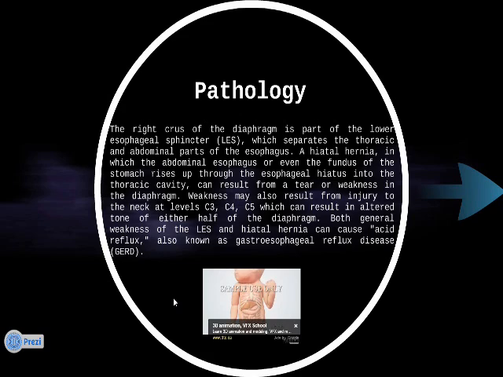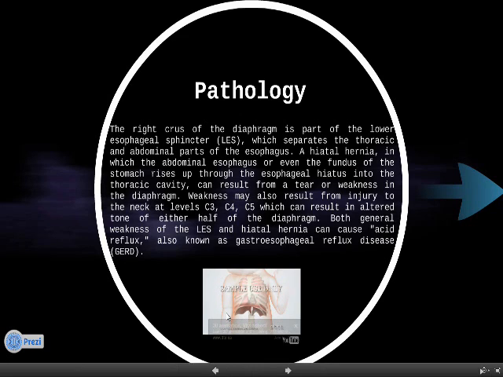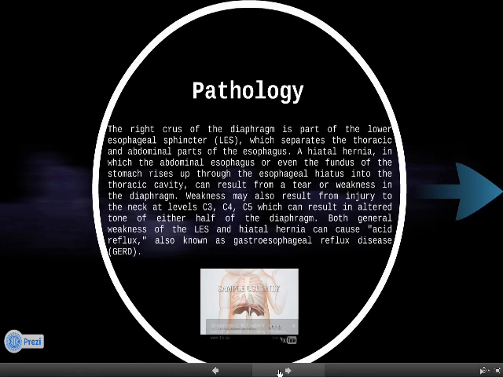Weakness may also result from injury to the neck at level C3 to C5, which can result in a severed tone of either half of the diaphragm. Both general weakness of the diaphragm and the hiatal hernia can cause acid reflux, also known as gastroesophageal reflux disease.